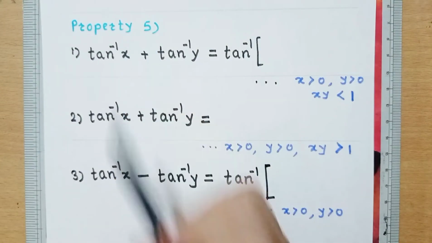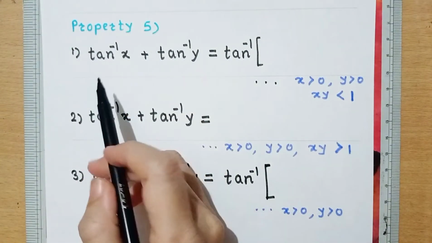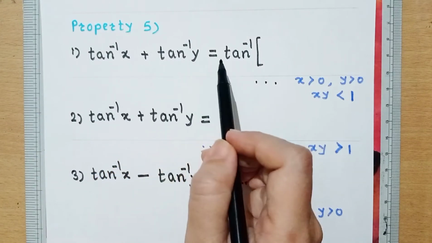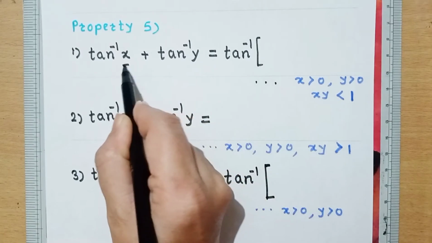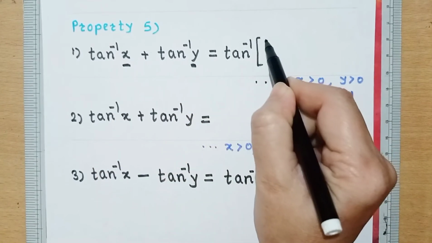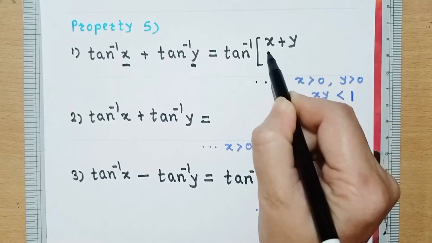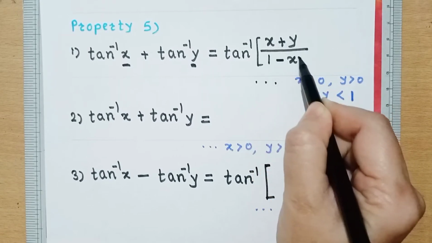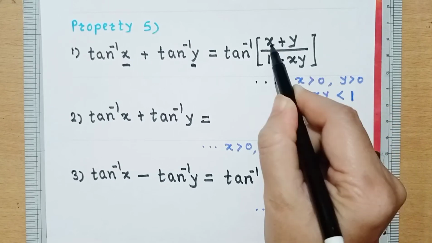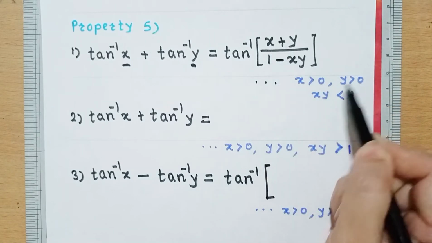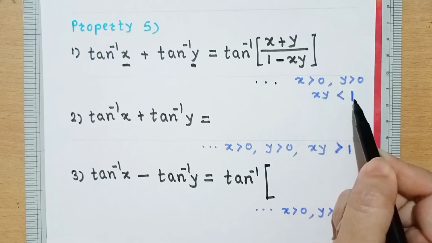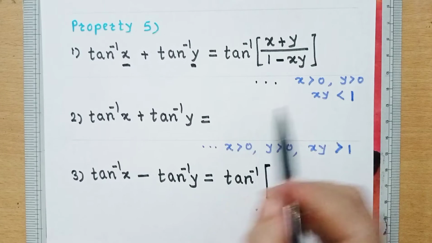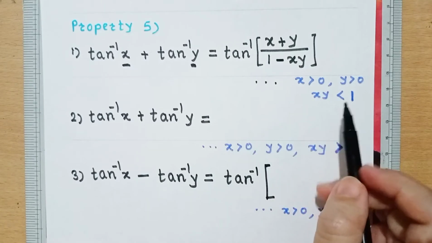Let's check property 5. First one, tan inverse of x plus tan inverse of y equal to tan inverse of, you have to add up this x and y in the numerator, and in the denominator 1, then write down minus and then product of this. Very easy formula. When both x and y greater than 0 and product xy is less than 1, means x and y are fractional numbers. That means 1 upon 2, 1 upon 3, like this.